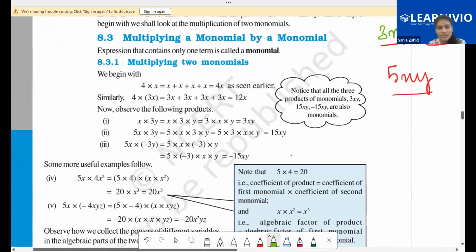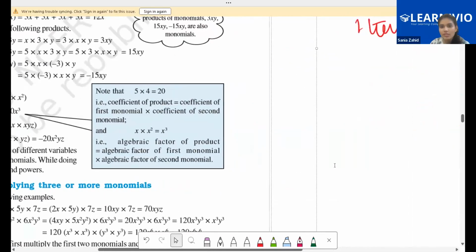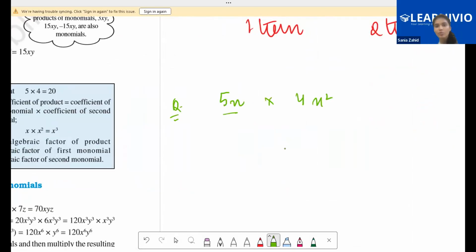Now, monomial, if I talk about, let's suppose this example. You have 5x multiplied with 4x squared. So children, let's suppose this is the question. 5x multiplied with 4x squared. Are these both monomials? Yes. Now, how do we multiply monomial with monomial? Remember one thing, I will study 2 methods. So method 1.